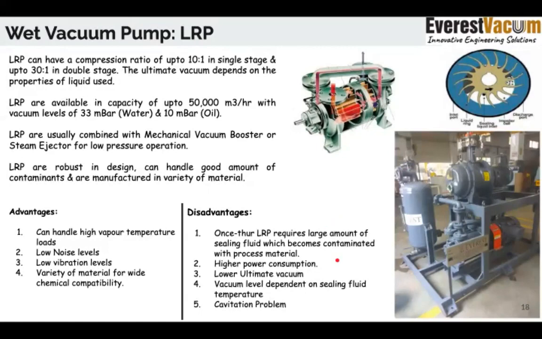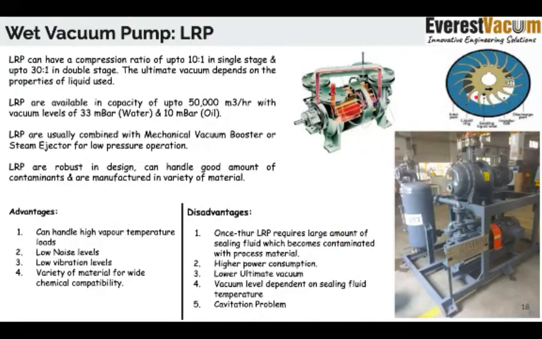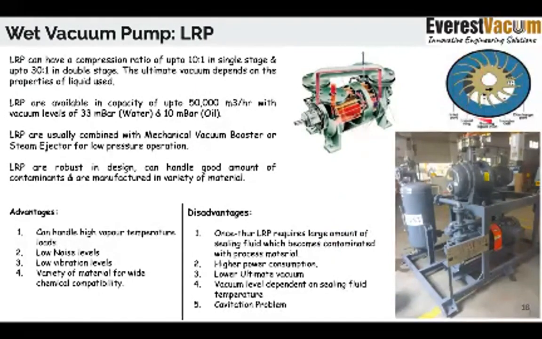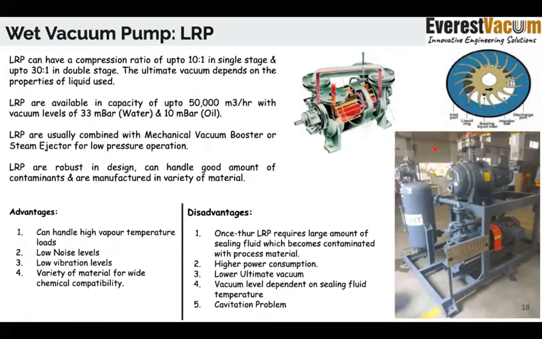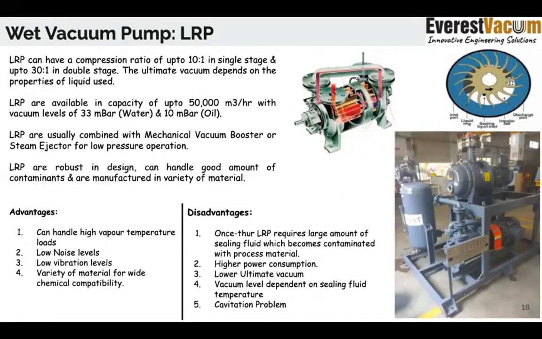The ultimate vacuum in any liquid ring pump is low because it is ultimately dependent on the sealing fluid temperature, the vapor pressure of the sealing fluid, either water or oil. And when you start going to very high vacuum levels, you start facing a very common phenomenon that is called cavitation. Now, cavitation is like flash evaporation.